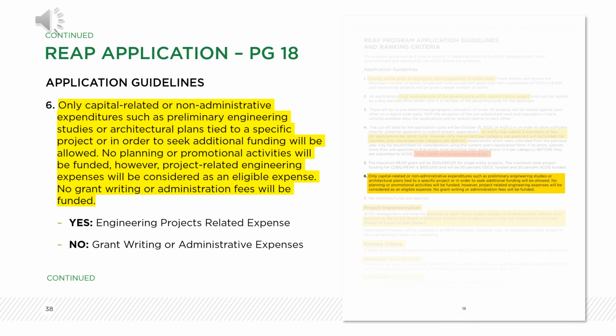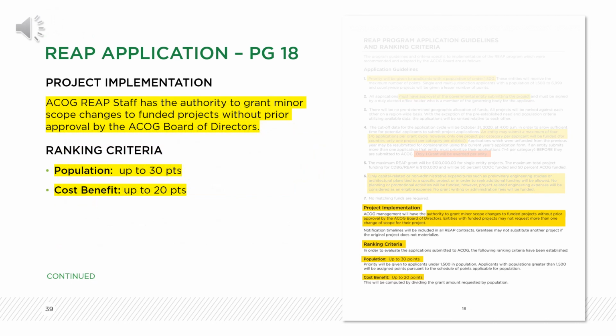The application packet also highlights that no planning or promotional activities can be funded through a REAP grant. However, project-related engineering expenses can be considered as eligible expenses. No grant writing or administration fees will be funded either. Please also remark that ACOG REAP staff has the authority to grant minor scope changes to funded projects without prior approval by the ACOG Board of Directors.